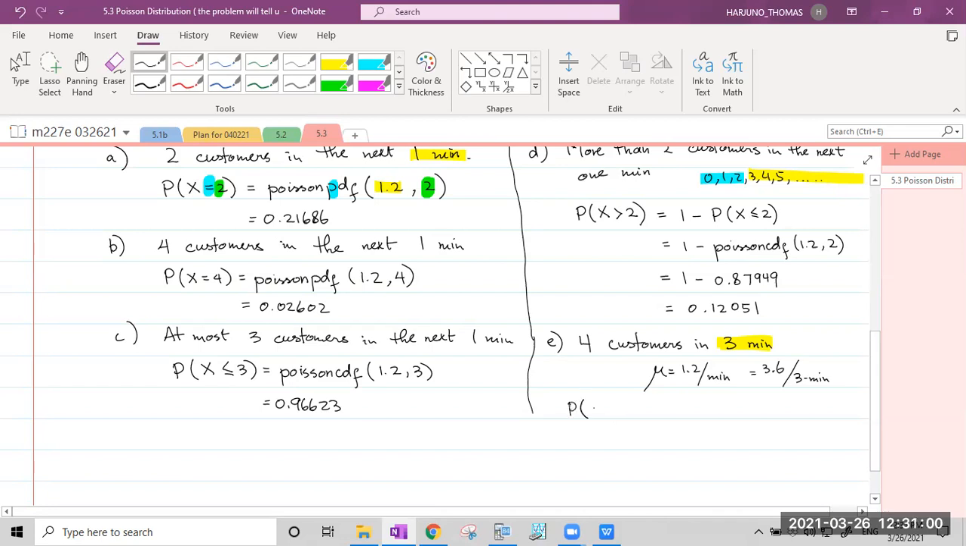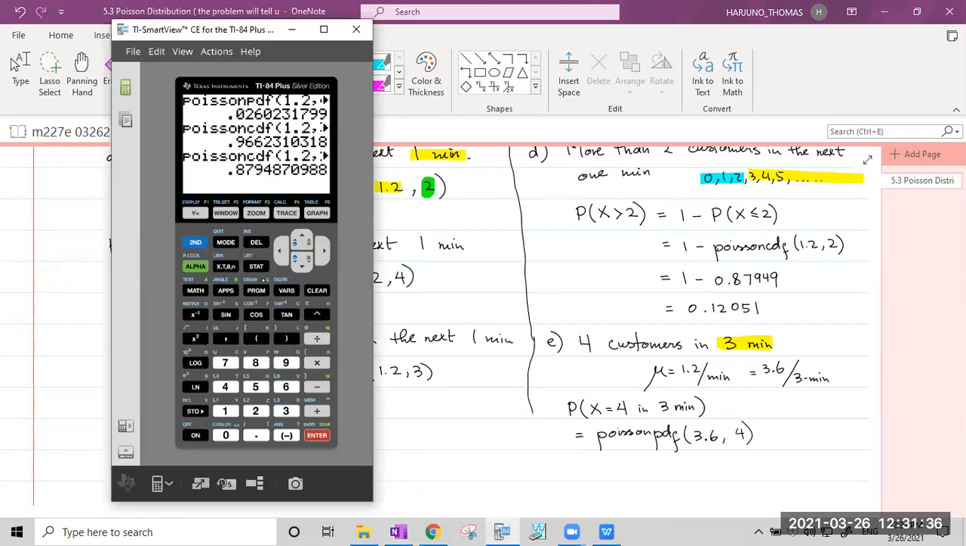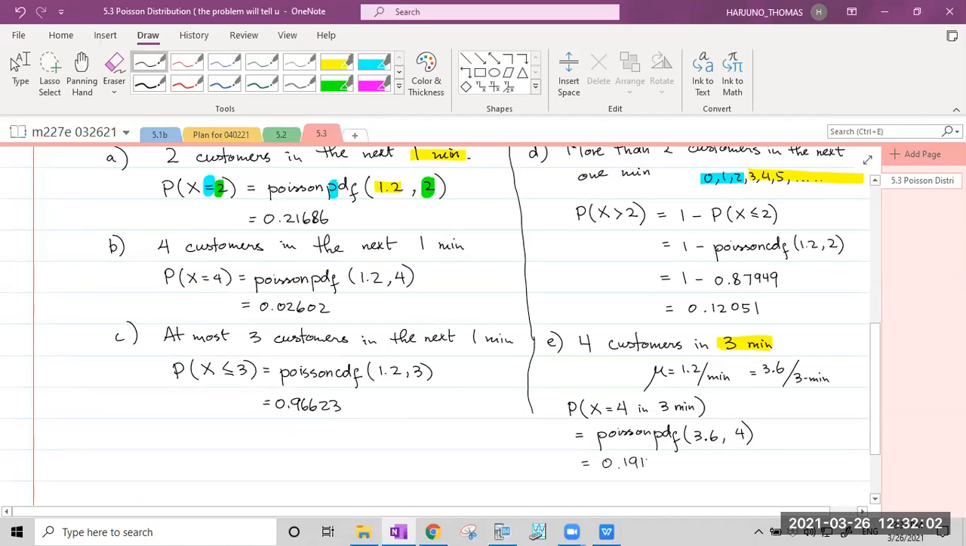So the notation will be probability that x equals 4 in 3 minutes, not 1 minute anymore. And that will be Poisson Pdf, because it's exactly 4 customers. Instead of using 1.2, right now you use 3.6. Let's see. Suppose I want to use that Poisson Pdf. The nice thing about this, you can just type 3 times 1.2 for the mean. For the x value is 4. Then punch it, and you get 0.19122.